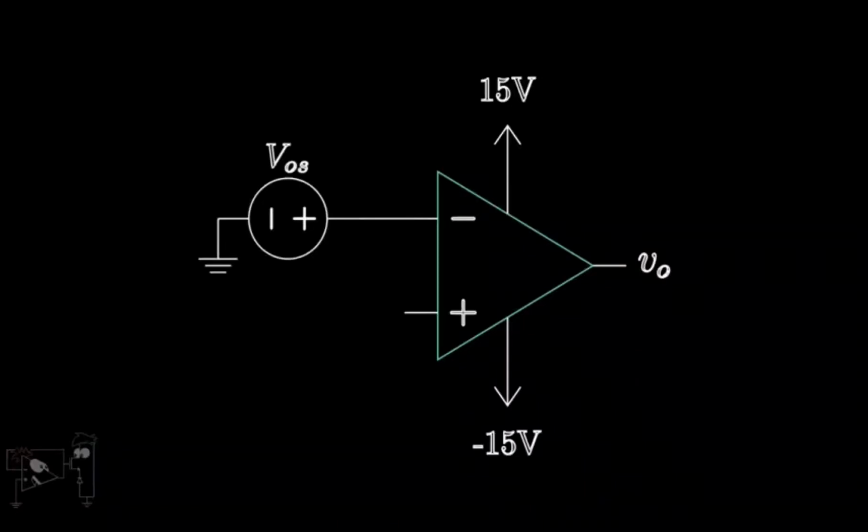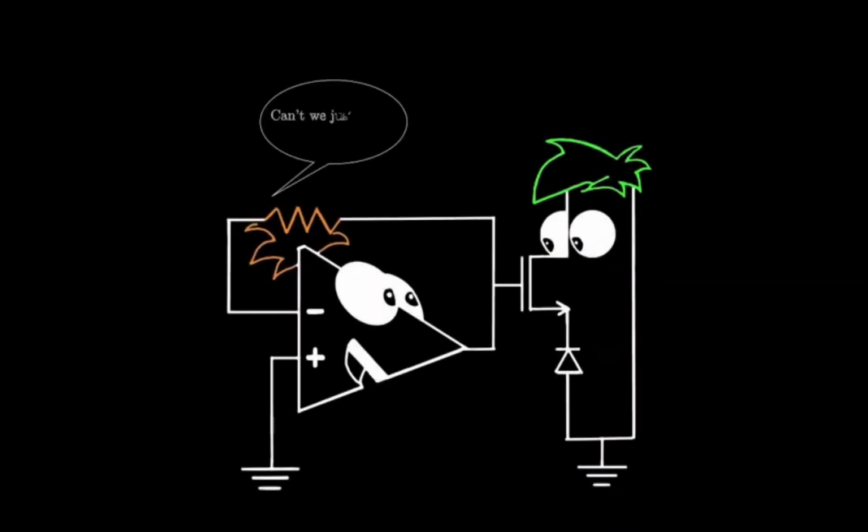Offset voltages can be on the order of 1 mV for low precision op-amps and can go as low as a few microvolts for high precision op-amps. Why are DC offset voltages important?